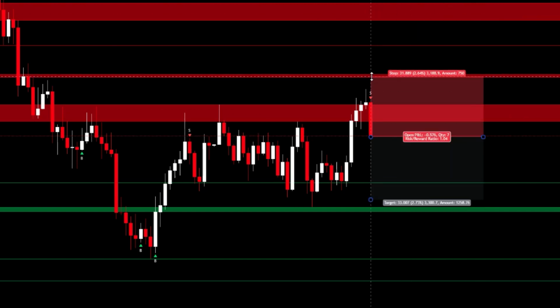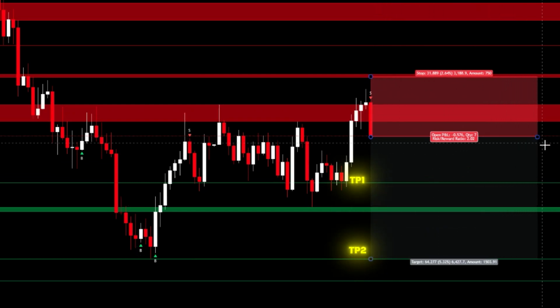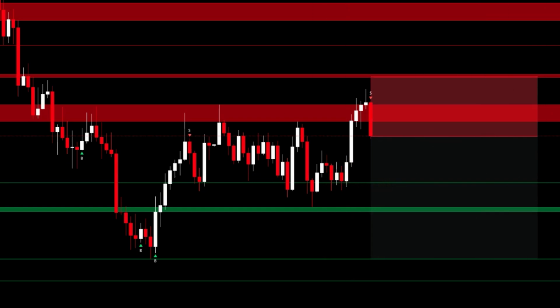I'll place the stop loss above the resistance level and set the take profit with a risk to reward ratio of 1:2. We can choose the support levels for exiting the trade. Let's see the outcome.